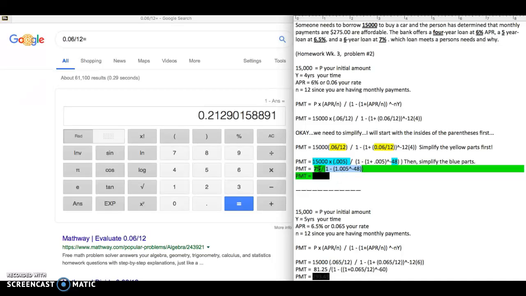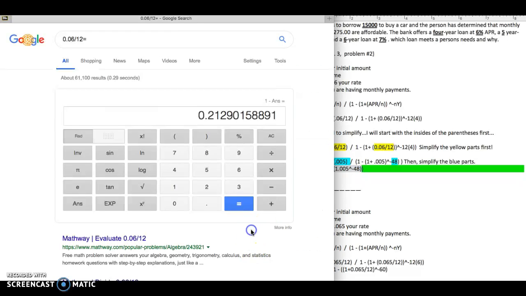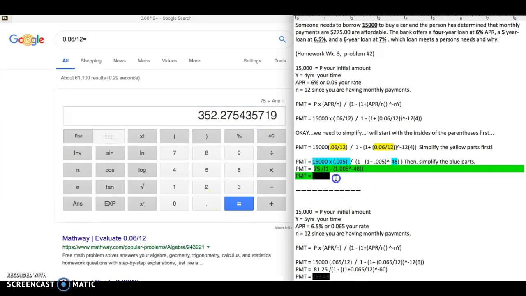So now I want to take 75 divided by 0.2129. So I want to take 75 divided by this string. So what I do is I basically hold that answer again, and I take 75 divided by answer. And I get $352. Let me see, is that what I had earlier? Yeah, $352.28. Okay, so you look up here, can you afford that? No, I can't, because I can only afford $275.